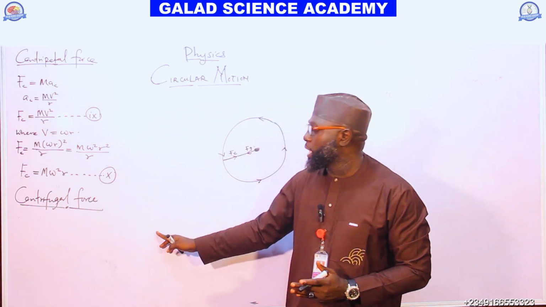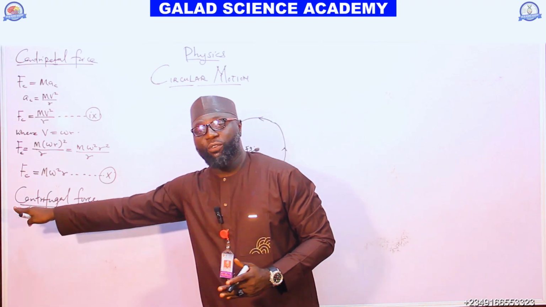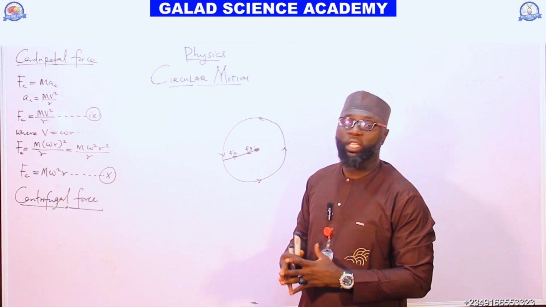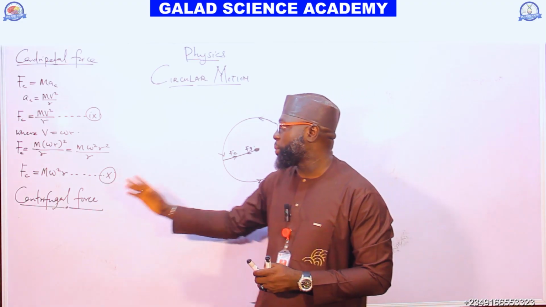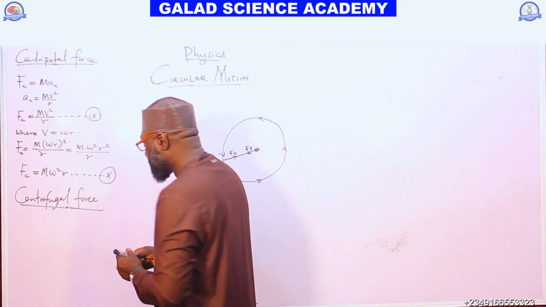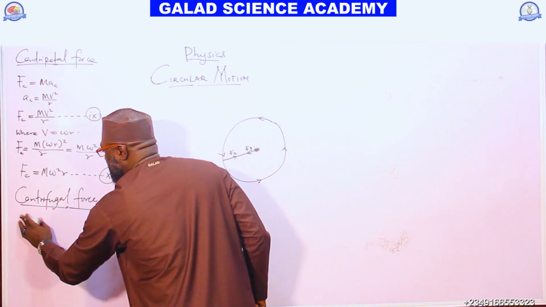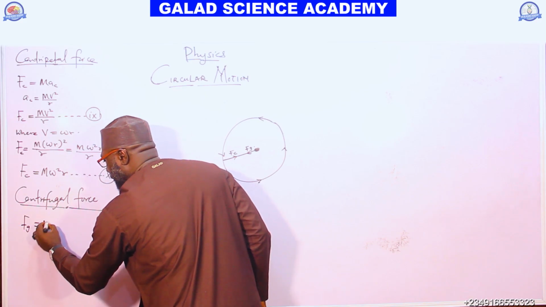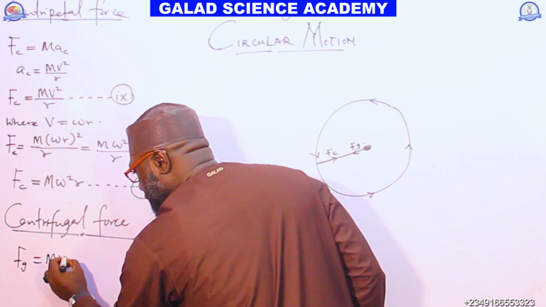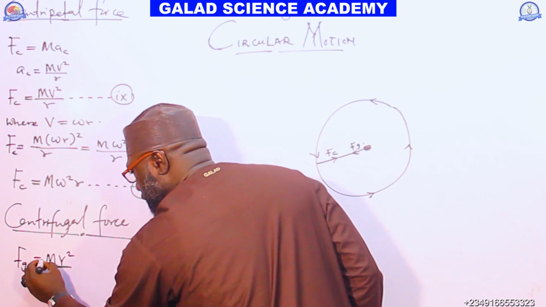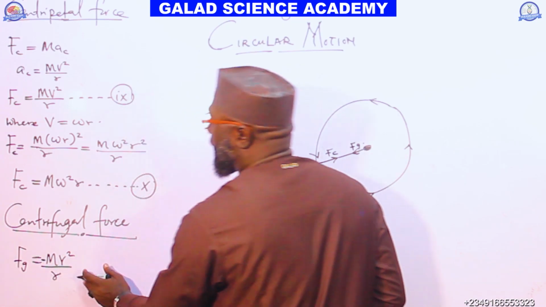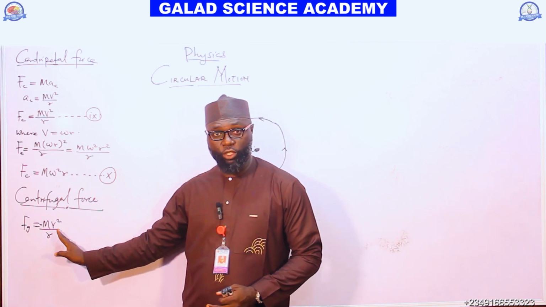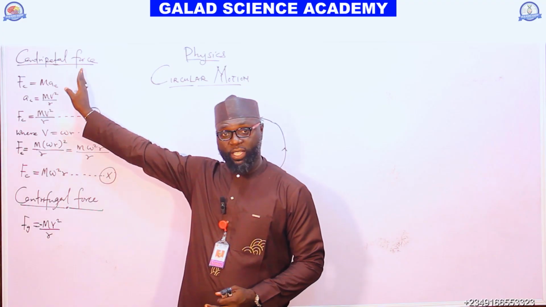So the centrifugal force is a force that pushes a body away from the center of the circle. Centrifugal force is the opposite of centripetal force. They have the same formula; we just put a minus in front of it. Centrifugal force will be minus m v square over r. So centrifugal force is the opposite of centripetal force.